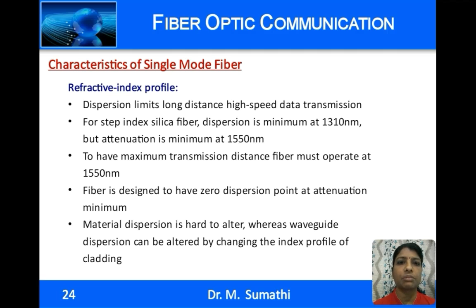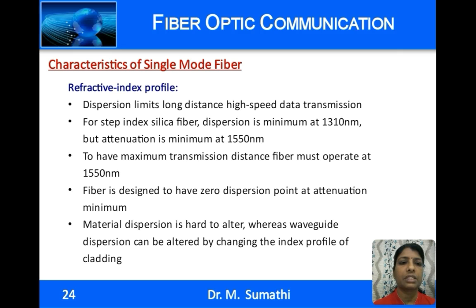To have the maximum transmission distance of a fiber, it should be operated at the minimum attenuation value, that is at 1550 nanometers. But dispersion is not minimum at that value, therefore fibers are designed to have minimum dispersion at 1550 nanometers, that is minimum dispersion at the minimum attenuation value.